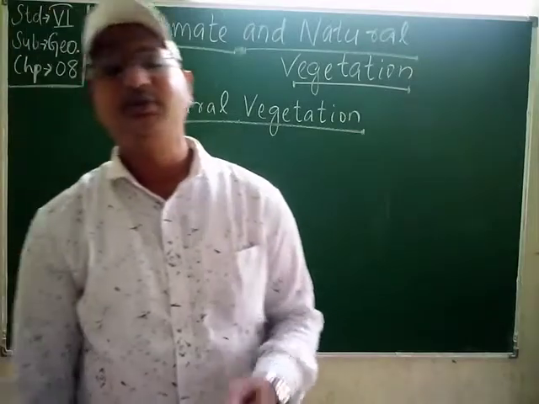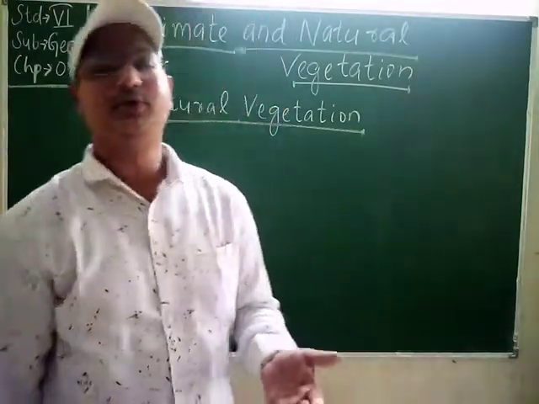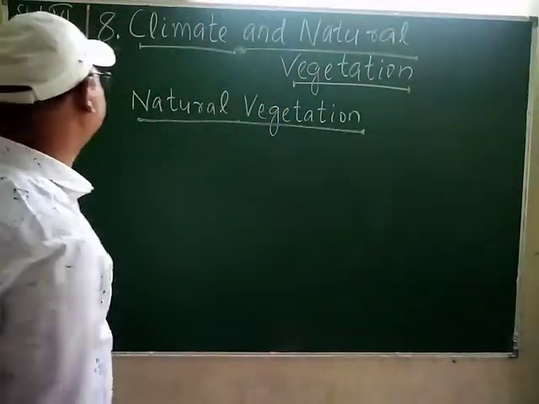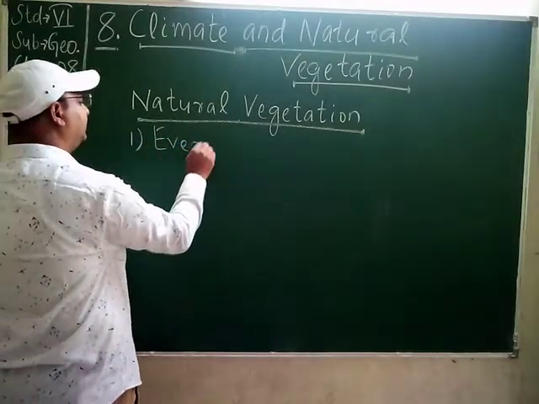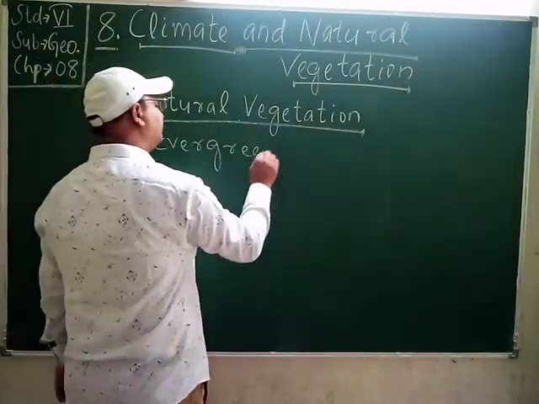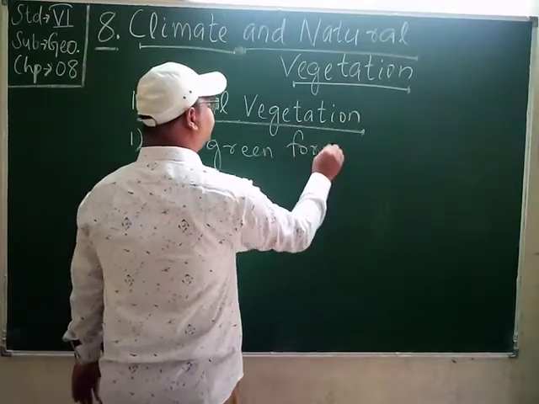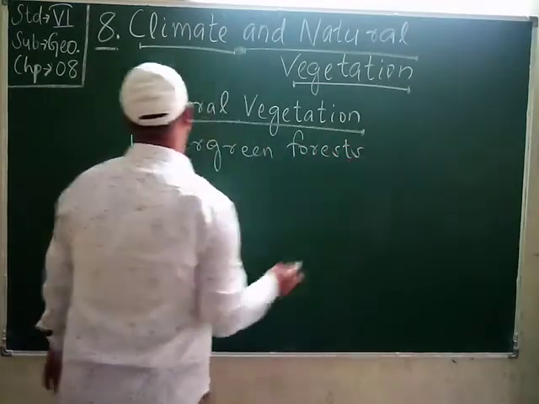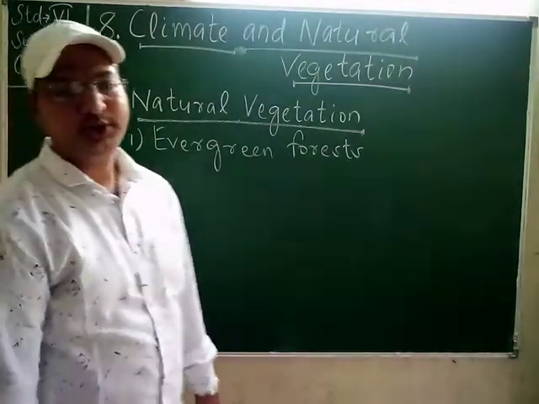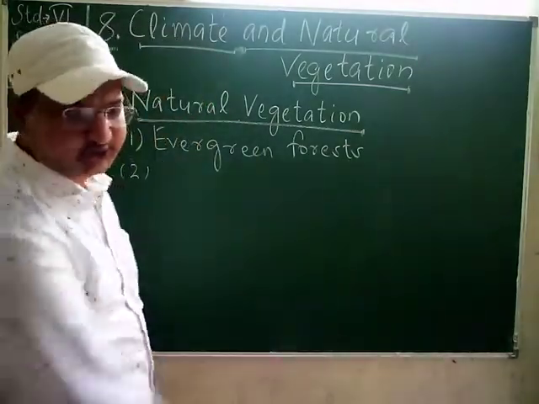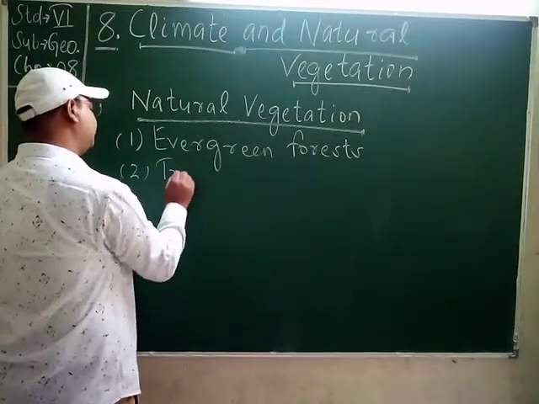So students, there are many types of vegetation. We can see many types in India. So first of all, let me write the number. How many vegetations can be seen? The first one is, students, evergreen forests. Students, the first one is the evergreen forest. The second is tropical deciduous.